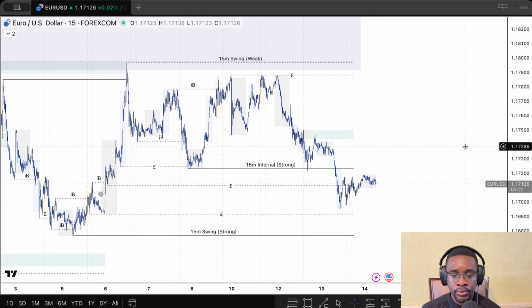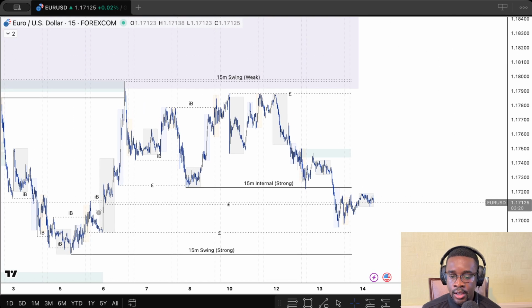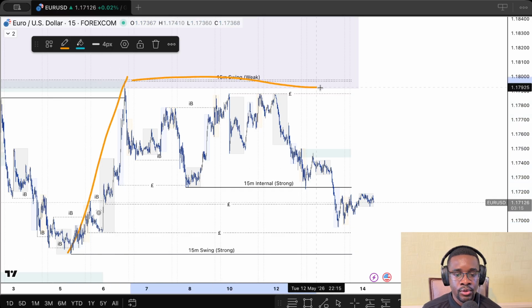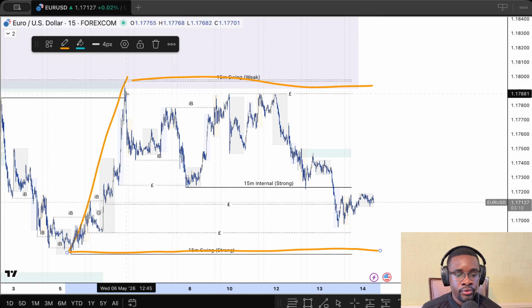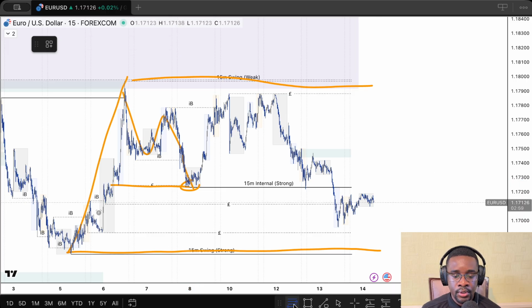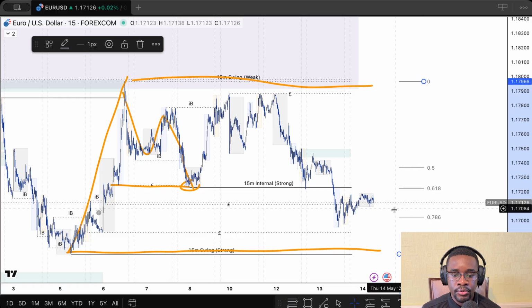Before we get to those conclusions, let's just look at the swing range. This is our swing range. This is our weak swing high, this is our strong swing low. We've had a pullback, we got into equilibrium, a bit of discount, because when you look at our fib from there to there, we did get into discount. So this low was in discount.